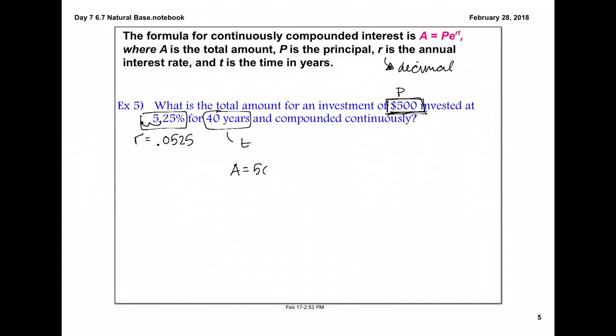When we start with 500, e to the 0.0525 times 40. When we plug this into a calculator, we get our total amount of money to be $4,083.08.